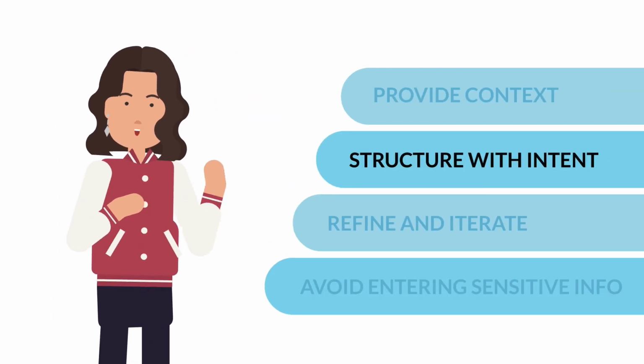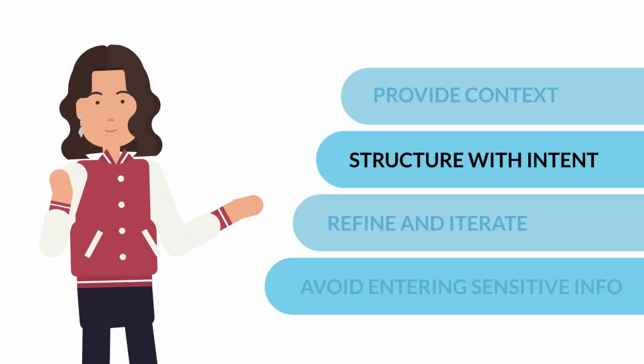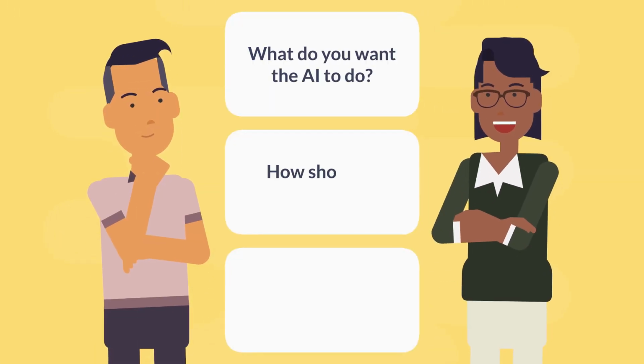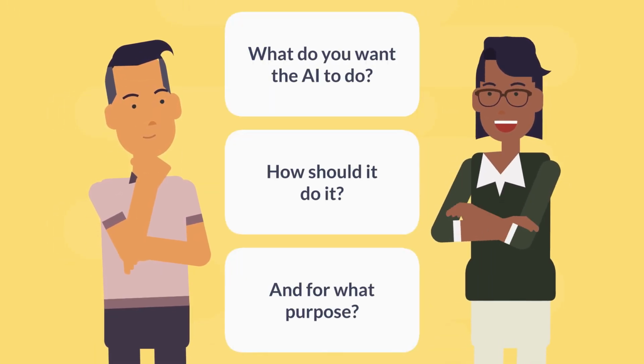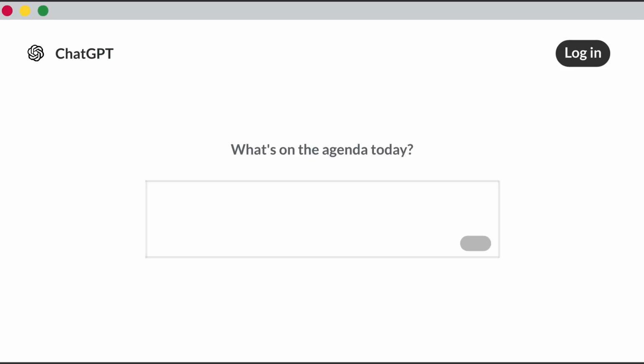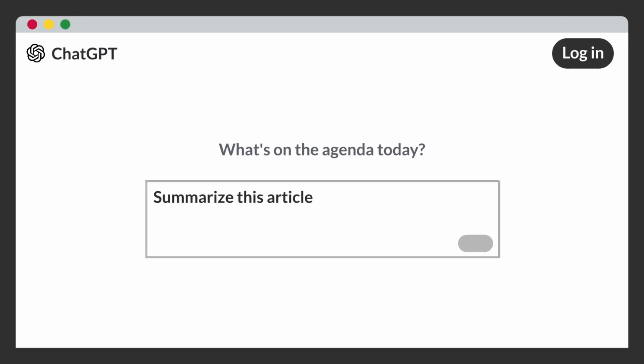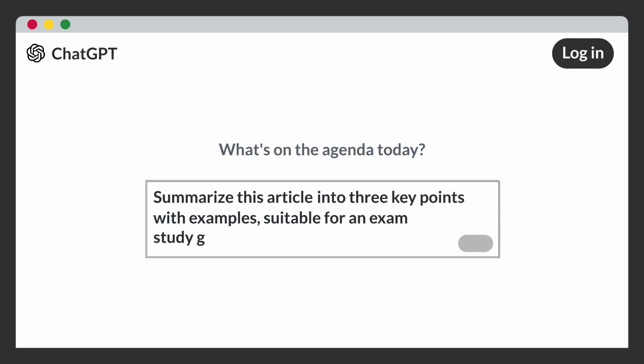Second, structure your prompts with intent. A good prompt often addresses three questions. What do you want the AI to do? How should it do it? And for what purpose? For instance, rather than asking, "summarize this article," you might say, "summarize this article into 3 key points with examples suitable for an exam study guide." This tells the AI the desired outcome, format, and intended use.